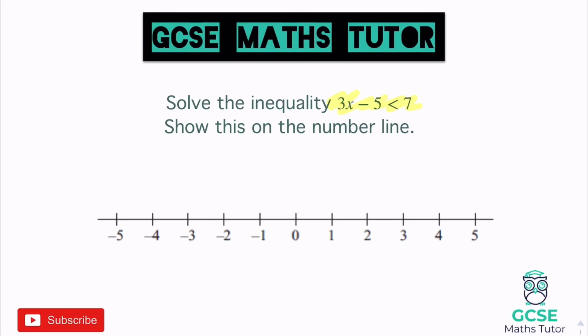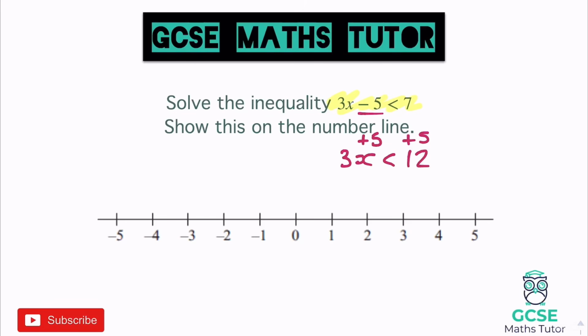So before we get there, we need to actually solve this. So we've got a minus 5 on the left. Now obviously we want to isolate that x there. So I'm going to get rid of this minus 5 to start with. So if we add 5 to both sides, let's have a look what we get there. We get 3x, and that's going to be less than 7 add 5, which is 12. So 3x has got to be less than 12.